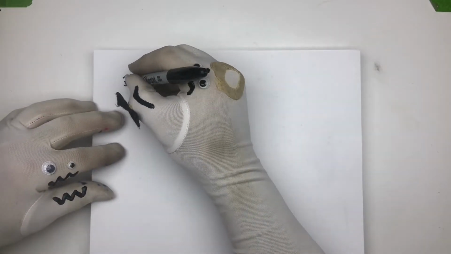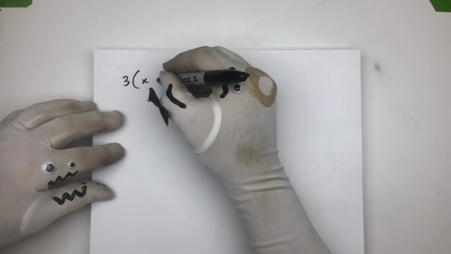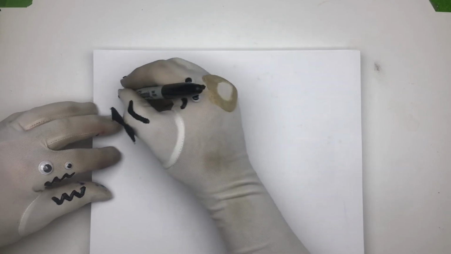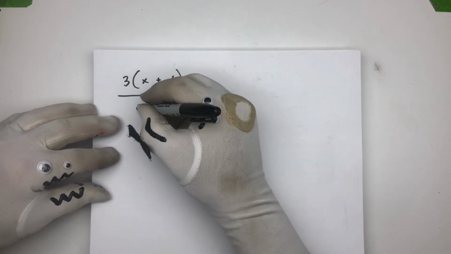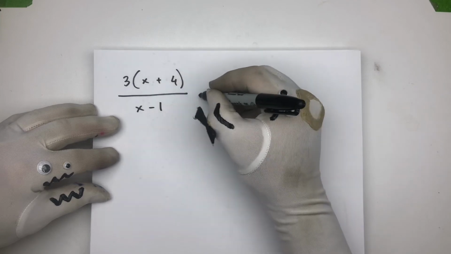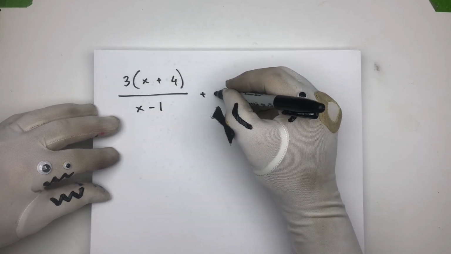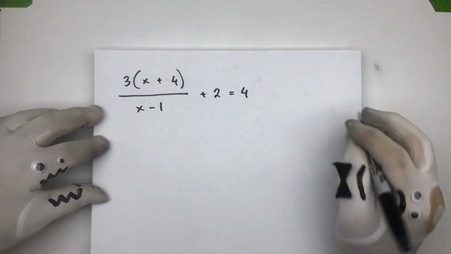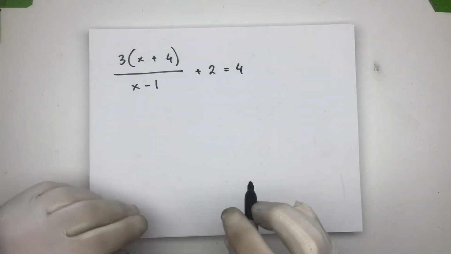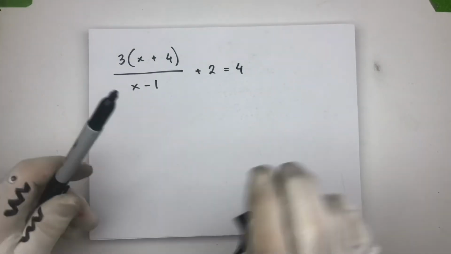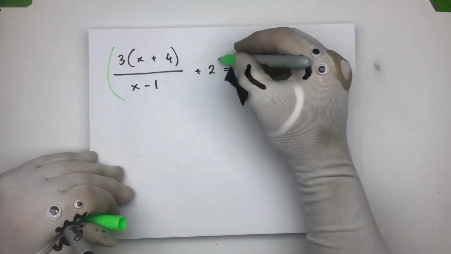So it'll be like 3 bracket open x plus 4 bracket closed all over x minus 1, plus 2 equals 4. Okay, so this is a nice problem. So we have to multiply. First thing, I want to get rid of that fraction. You always want to get rid of the fractions.